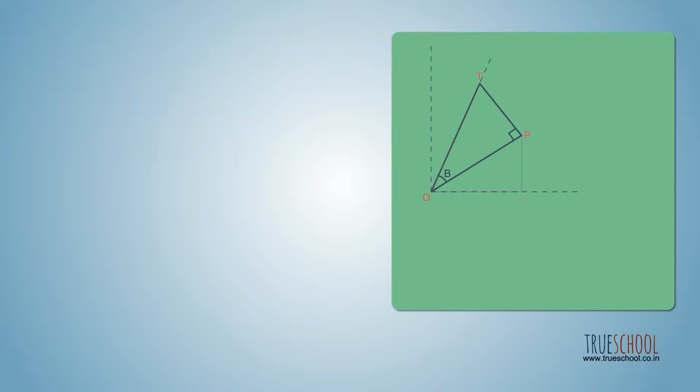TPO is a right angle triangle with angle TOP as angle B. Here we can see that TP is the perpendicular, OP is the base, and OT is the hypotenuse. And so we can find all the trigonometric ratios for angle B using the triangle. Similarly, triangle POQ is a right angle triangle with one angle equal to A. For this triangle, PQ is the perpendicular, OQ is the base, and OP is the hypotenuse. So again, we can use this to find the trigonometric ratios of angle A.